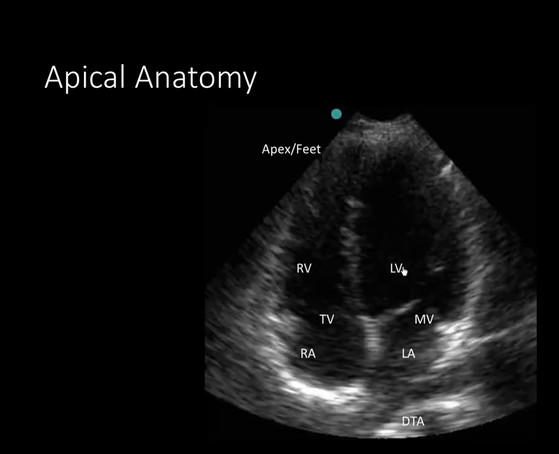Let's review the anatomy. The apex, or feet, will be in the near field, with the head in the far field. The right ventricle will be on the leading edge and sail-shaped, the left ventricle on the receding edge and horseshoe-shaped. We see the mitral valve, the tricuspid valve, the right atria and left atria. The descending thoracic aorta sneaks behind the left atria in this view, as it descends behind the heart. If you can imagine, as we would fan anterior, we could see the aortic outflow tract coming up and over the heart and then into the descending thoracic aorta.